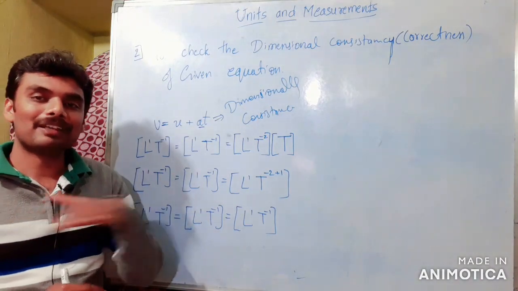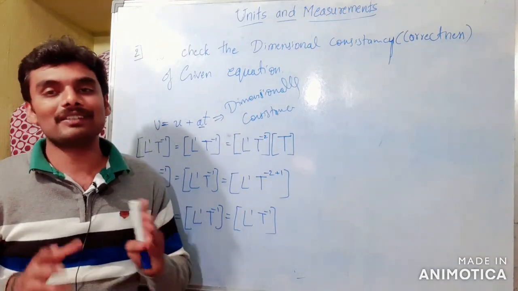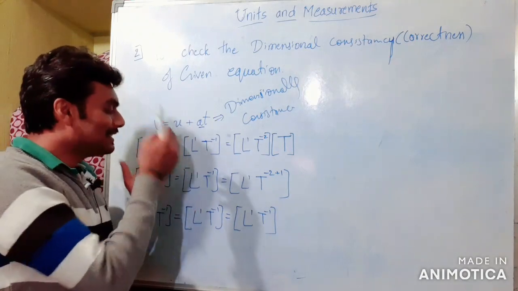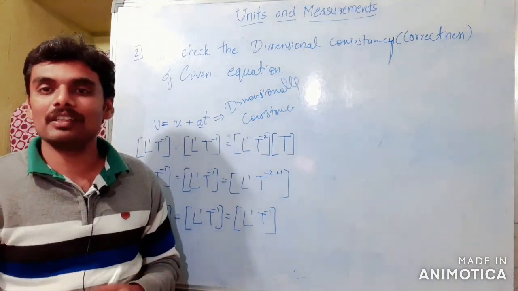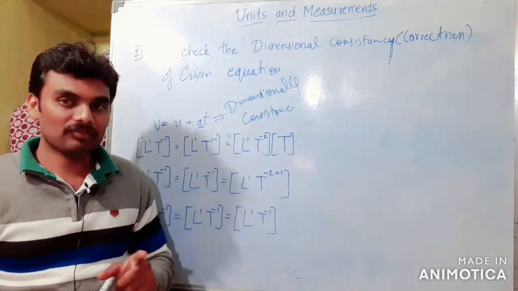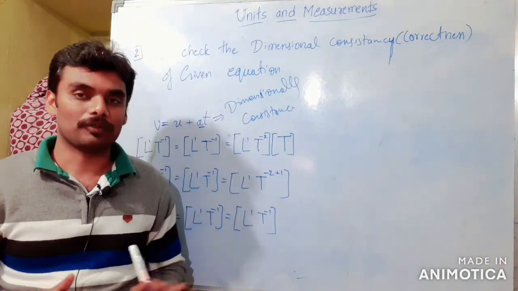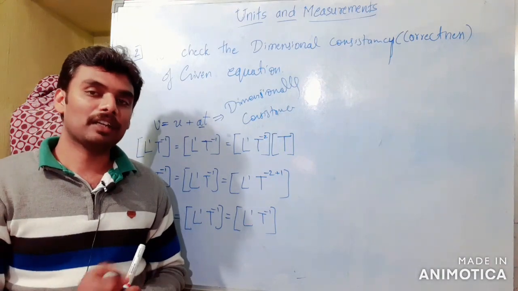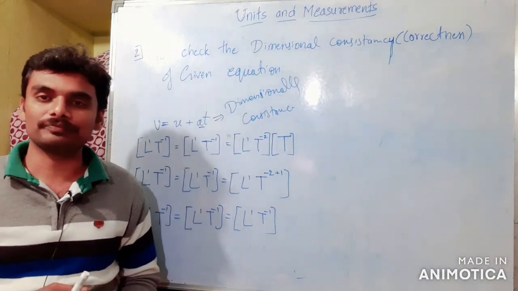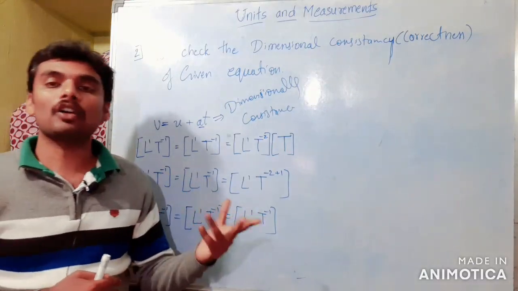See, this is like a basic checking of the equation, or a basic validating of the equation, which means if the equation fails this dimensional consistency, then the equation is wrong, it's completely wrong, it can never be right. Okay, if the equation fails dimensional consistency, then it is wrong. But if the equation passes the dimensional consistency, then it can be right or wrong.